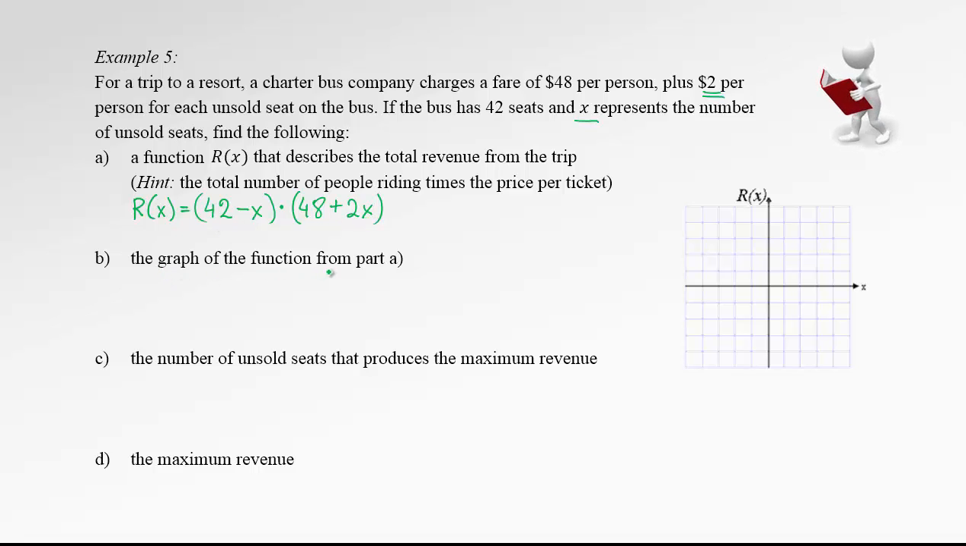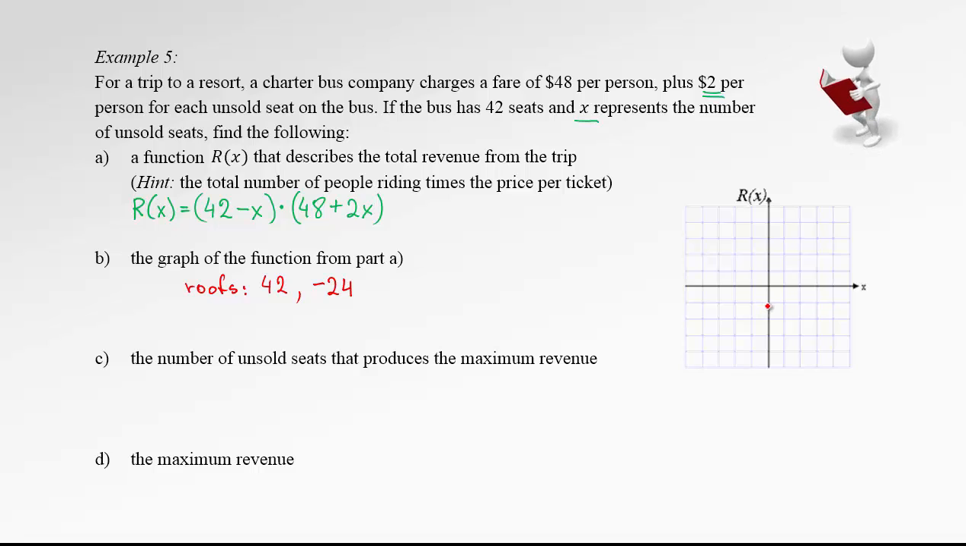Now we want to graph this function. Again, we could graph it in different ways. We could multiply those brackets through, find the vertex, and graph similarly as in the previous video. Or we could take advantage of this factored form, find the roots, which are easy to get. From the first bracket, the first root is 42, and from the second bracket, the root is 48 divided by -2, so it's -24.